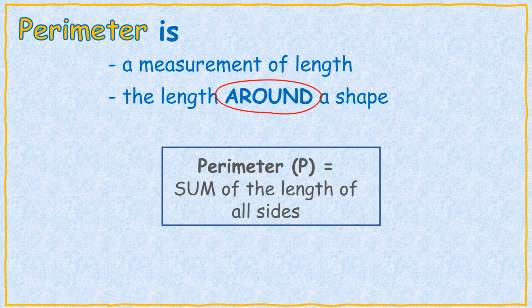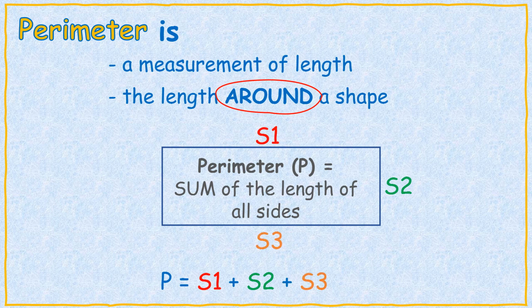So perimeter is the sum of the length of all sides. For example, that P stands for perimeter. I'm going to take side 1, that first side, and add it to side number 2, plus side number 3, and plus side number 4. I'm adding up each of these 4 sides because this is a 4-sided figure known as a quadrilateral. So my perimeter is the sum of the lengths of all sides.